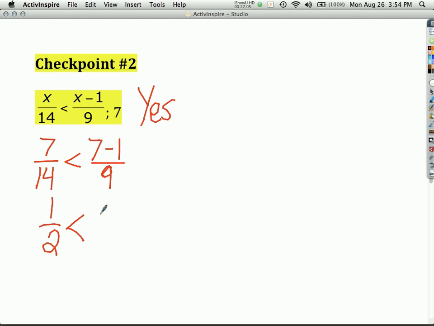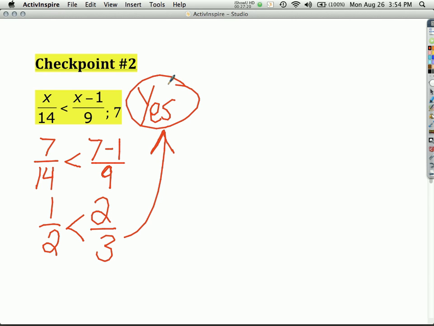What's 6/9 in simplest form? 6/9, Brian? 2/3. And so we're saying is 1/2 smaller than 2/3, and it is. And that's what leads us to a yes. Any questions?